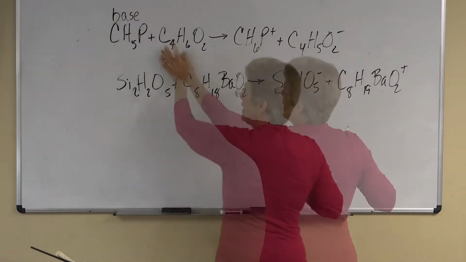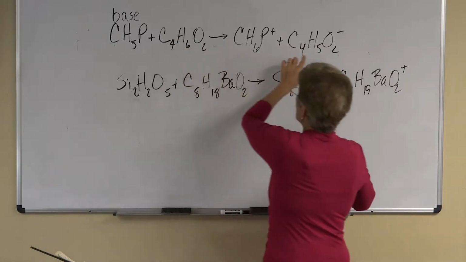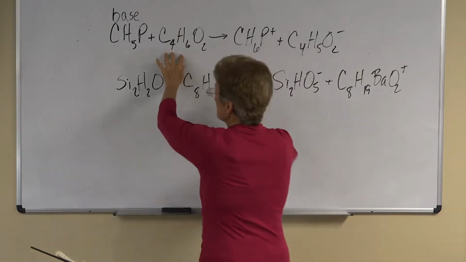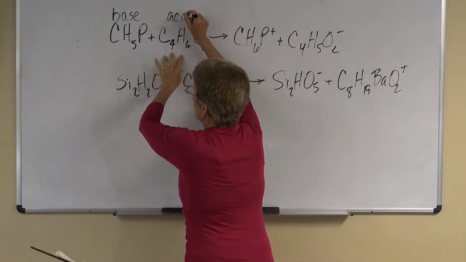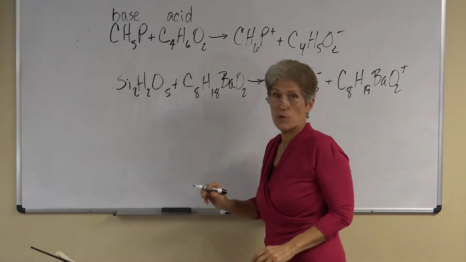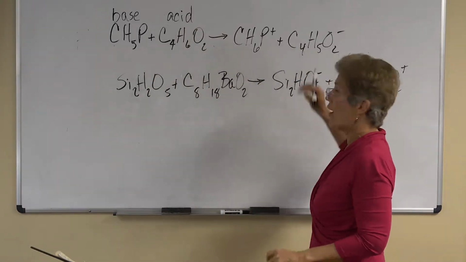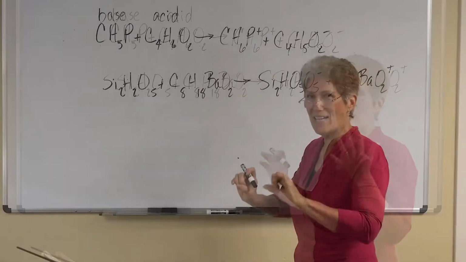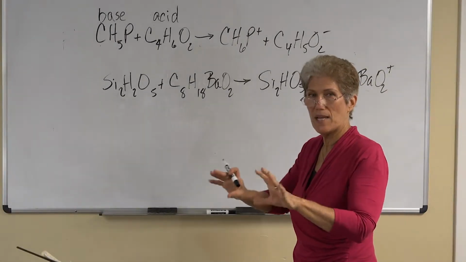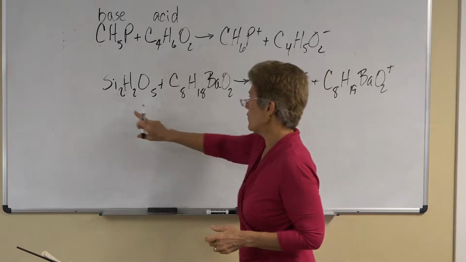Let's just check. Here we have 6 hydrogens. Here we have 5 hydrogens. So this guy donated a hydrogen ion, and therefore that is your base. You just look at how it's changed, remembering that an acid is a proton donator and a base is a proton receiver. Okay, so let's look at this one.